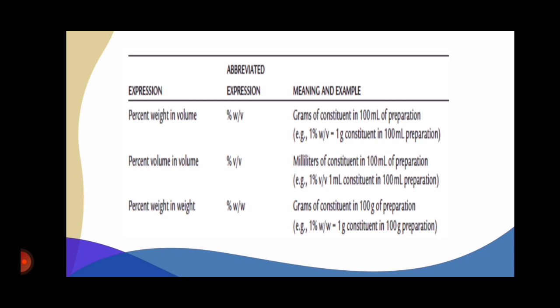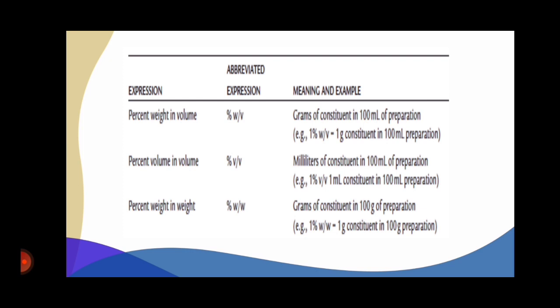So for meaning and example, for percent weight in volume, we have grams of constituent in 100 ml of preparation. So for example, 1% weight in volume is equal to 1 gram of constituent in 100 ml of preparation. So for percent volume in volume, milliliters of constituent in 100 ml of preparation.